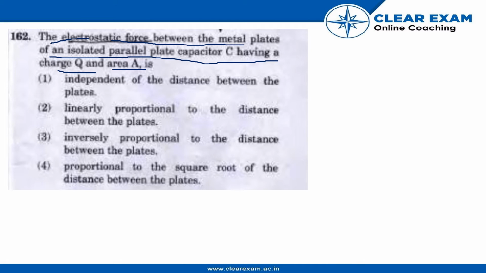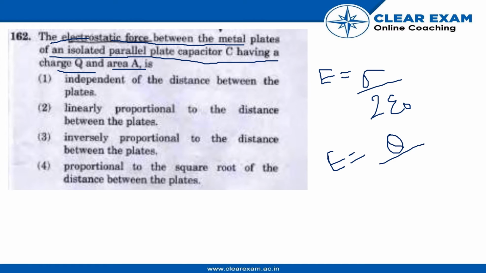Let's see. We already know the formula, which is E equals sigma upon 2 epsilon naught. So E also equals Q upon 2A epsilon naught.